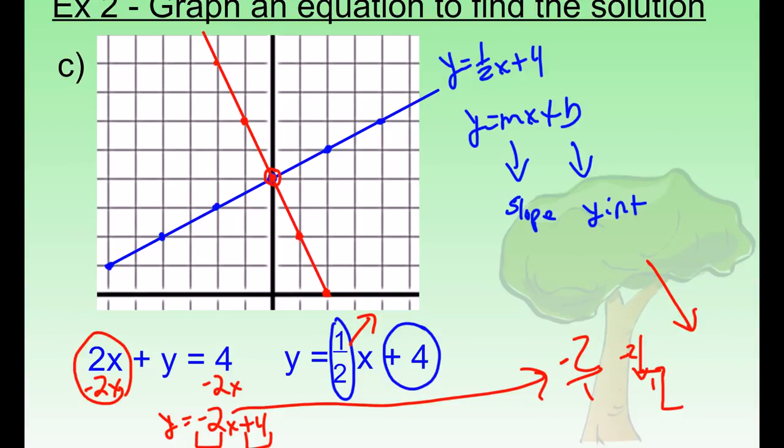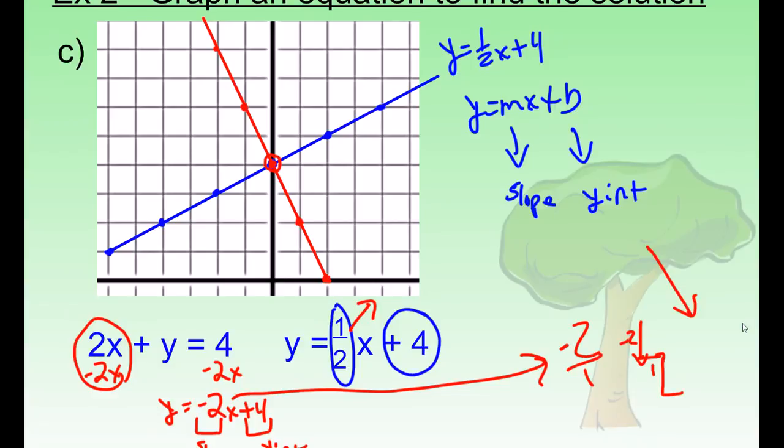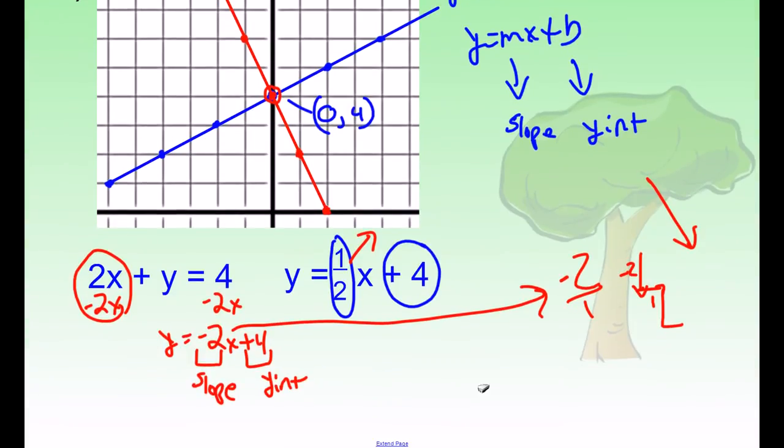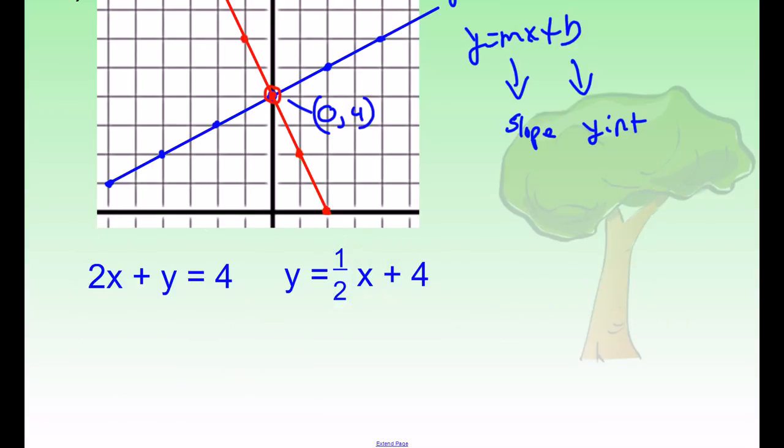Alright, so that point of intersection, what we thought was the intersection point right there at (0, 4), appears to be right. That appears to be on both lines. So the last thing we're going to do is check our answer just to make sure. We want to be 100% positive we have the right answer. So we're going to check it.